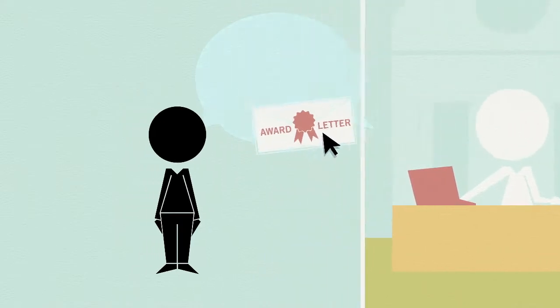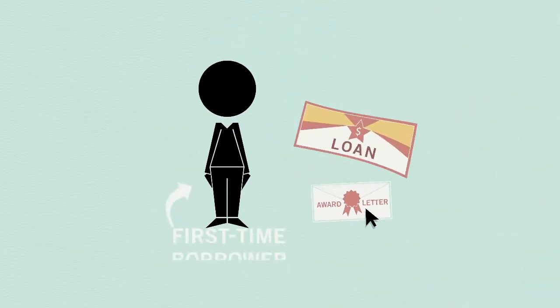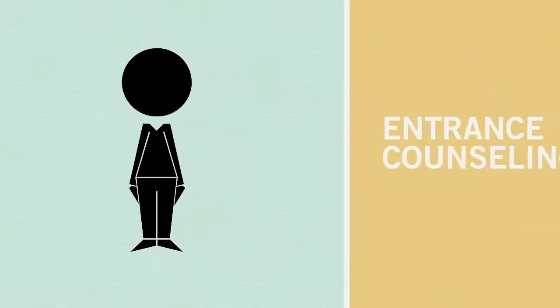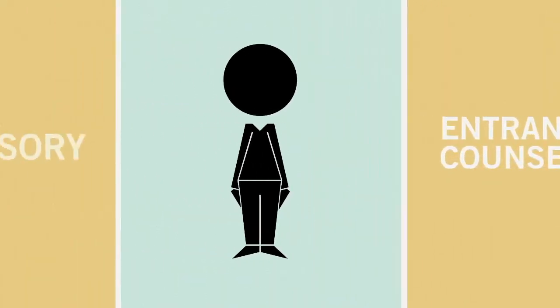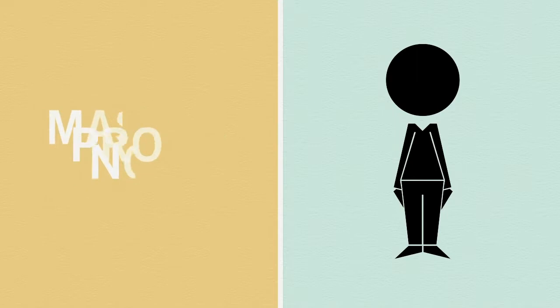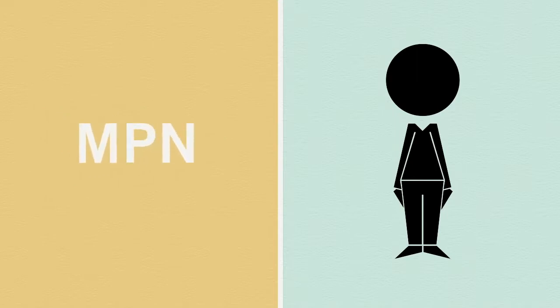If your aid offer includes a federal loan and you're a first-time borrower, there are a few more steps before you get your loan. You'll need to complete entrance counseling and sign the Master Promissory Note, or MPN, which is your agreement to pay back the loan. Your school will provide you with the necessary information.